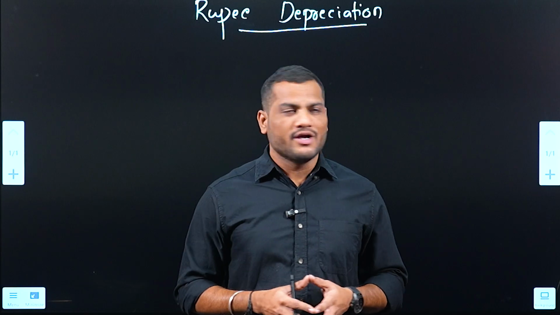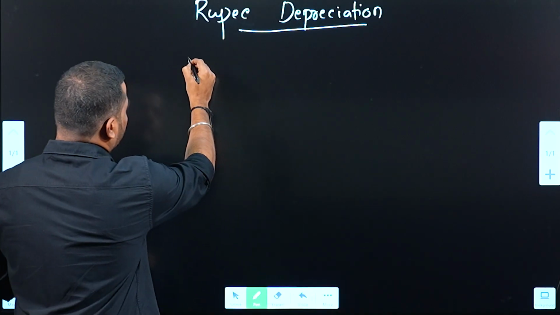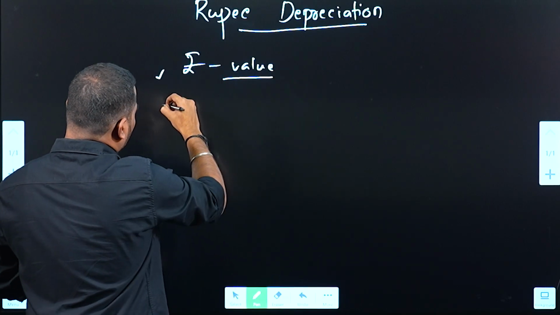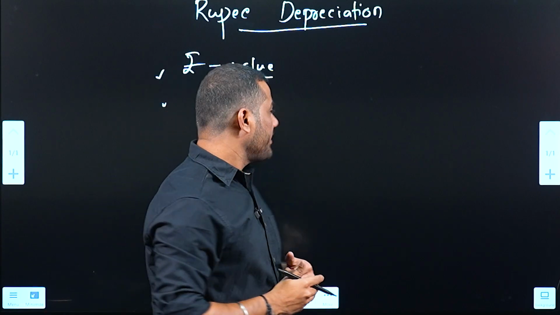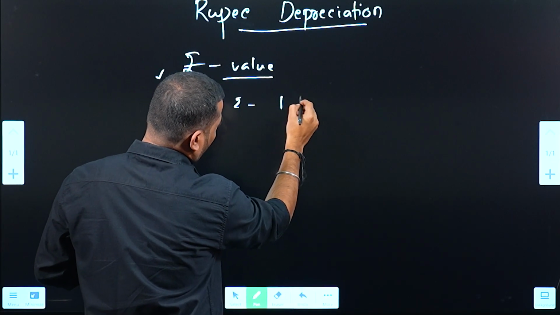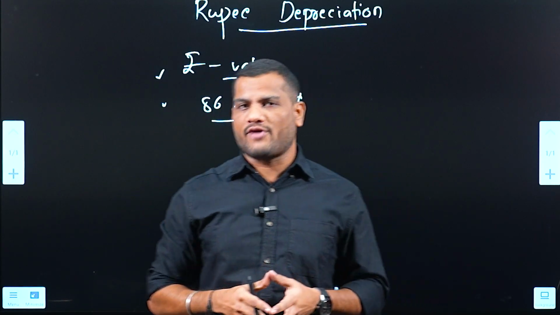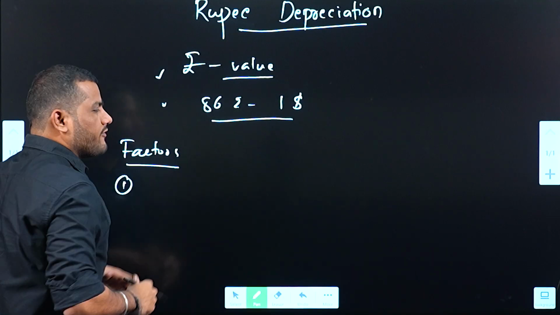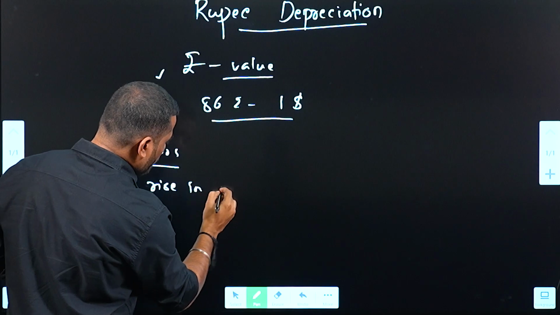So let us begin. Rupee depreciation is nothing but the rupee losing its value against the dollar. It means the rupee recently saw a sustained decline against the dollar and became 86 rupees against $1. This depreciation resulted from many factors. What are those factors? The first major factor is the rise in crude oil prices.